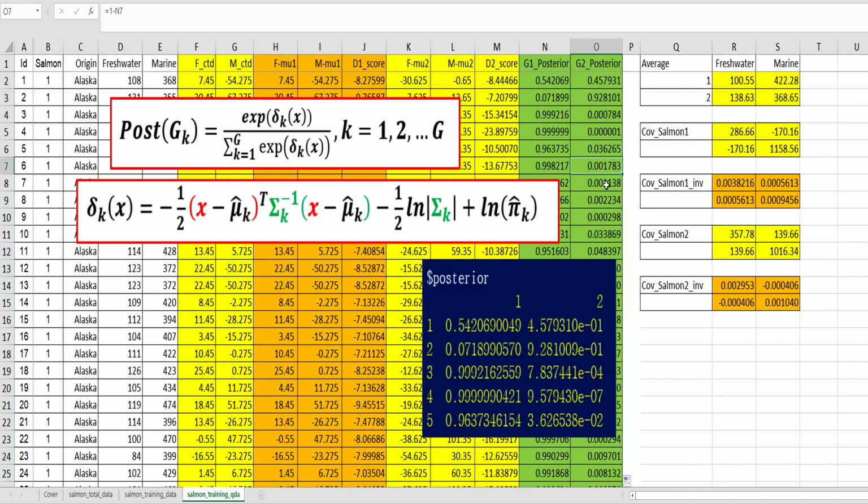Right? So that's it for today. So today I wanted to show you how to get posterior probability when you do quadratic discriminant analysis. I hope it was useful for you to understand how to do quadratic discriminant analysis and how to get posterior probability.